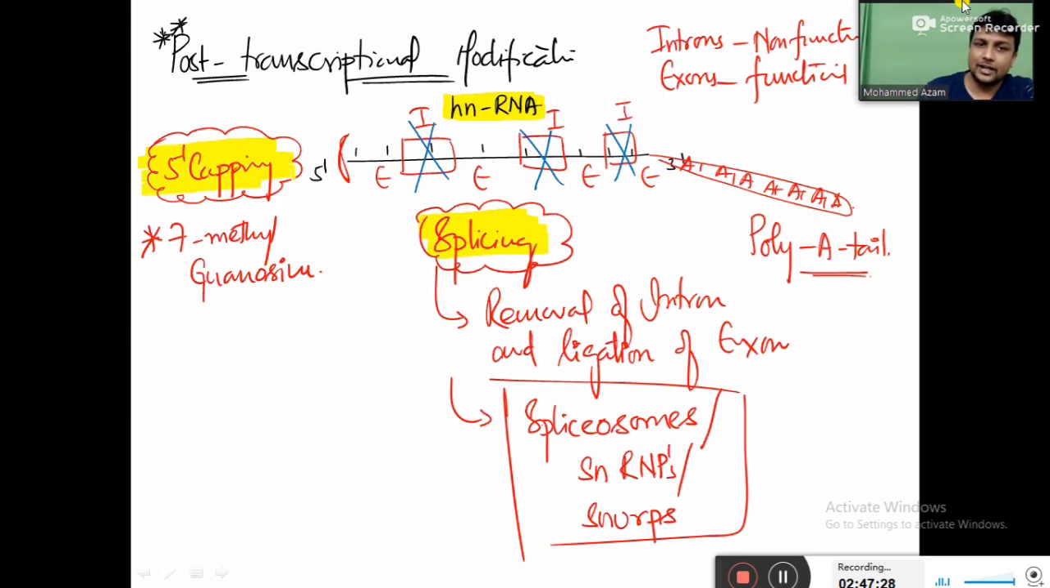Modification number 1, 5' capping. Modification number 2, poly A tail. And modification number 3, splicing. After doing this, whatever RNA is formed here will be the fully modified mRNA.